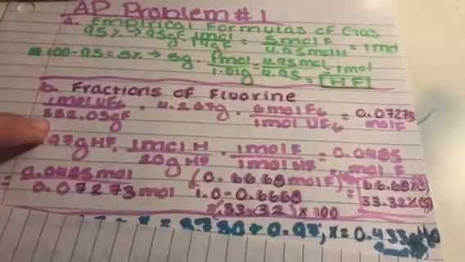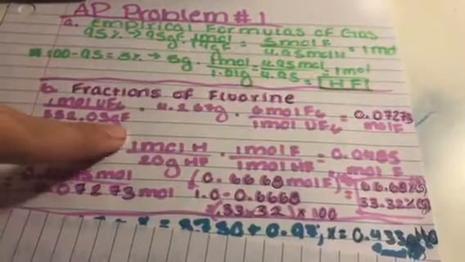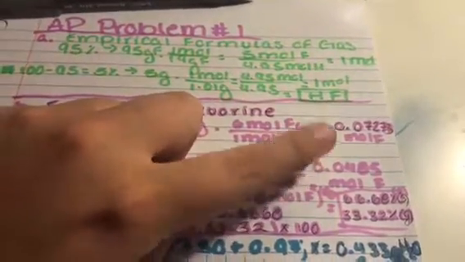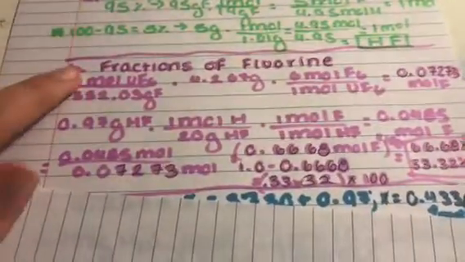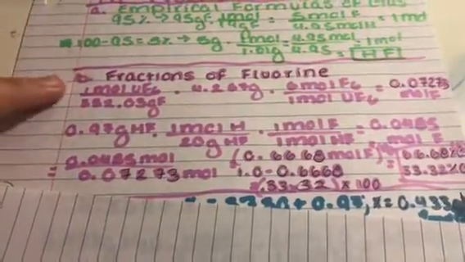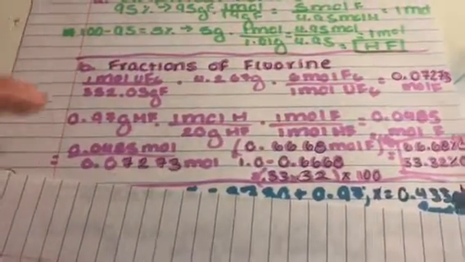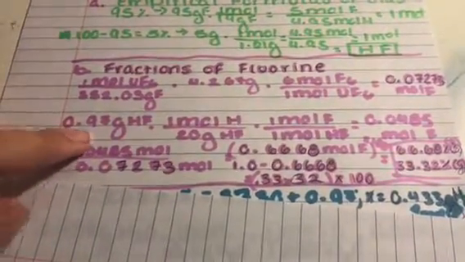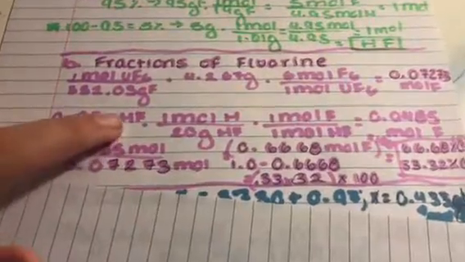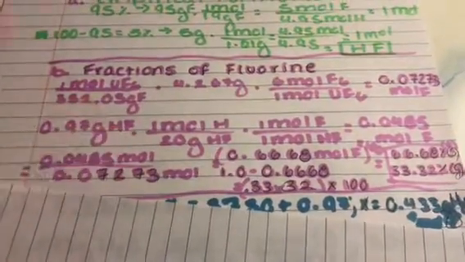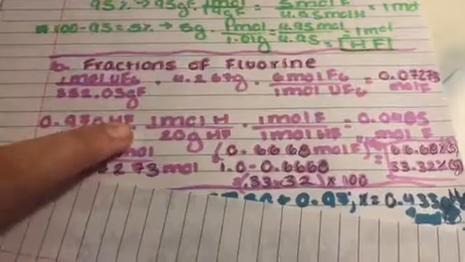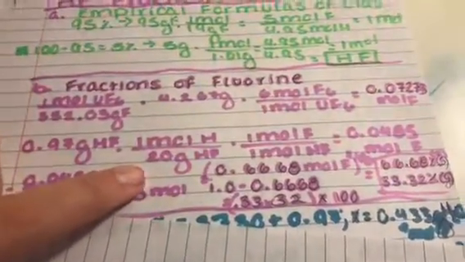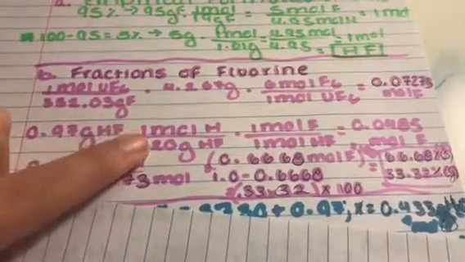4.267 divided by 352.03 grams times 6 is equal to 0.07273 moles of fluorine. So that's the solid compound, but we're not done with that yet. We have to find the percent of it. Moving on to the gaseous compound, we are given 0.97 grams of the gas. We know that the molar mass of that compound is 20 grams per 1 mole.